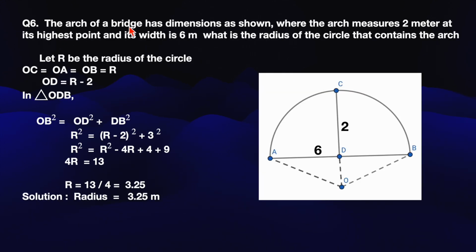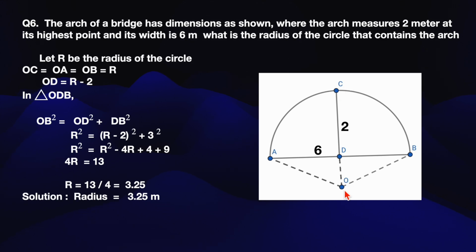Question 6. The arch of a bridge has dimensions as shown, where the arch measures 2 meters at the highest point and its width is 6 meters. What is the radius of the circle that contains the arch? So here is the arch. The height of this arch is 2 meters. The width of the arch is 6 meters. Okay. We have to find the radius of the circle which contains this arch.